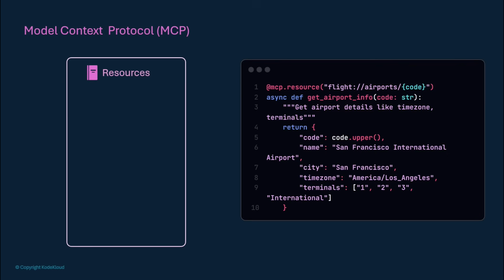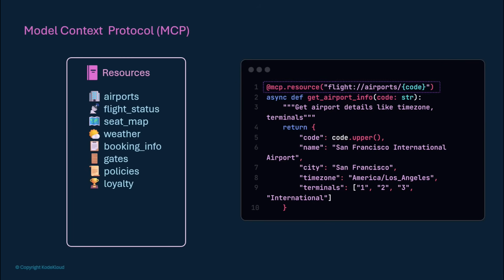Next, we define resources. So resources, as we discussed, are defined as normal functions. In this case, we define a get airport info function that returns airport codes. And we add a decorator at the top called mcp.resource, and that's what makes it a resource. We can then define other similar resources the same way.